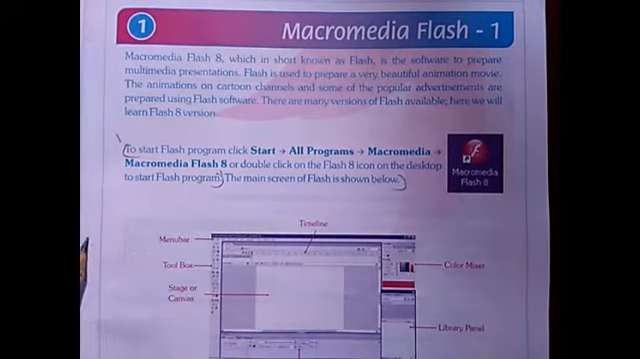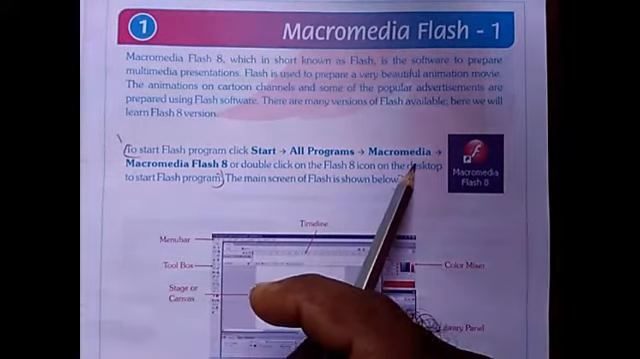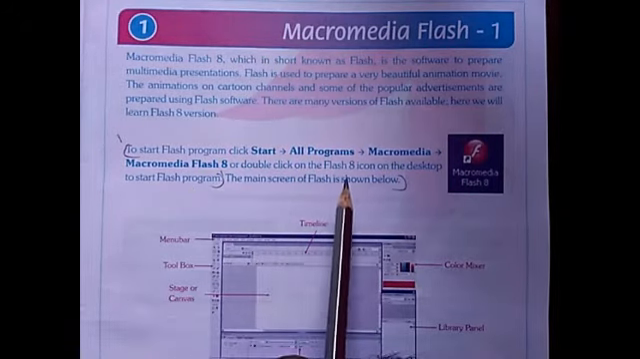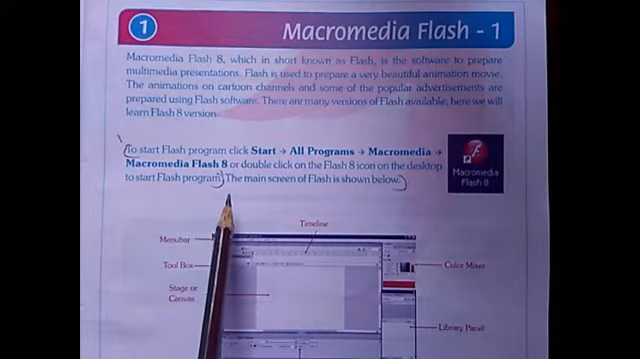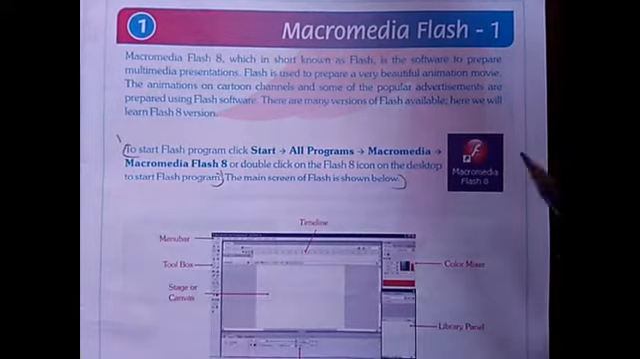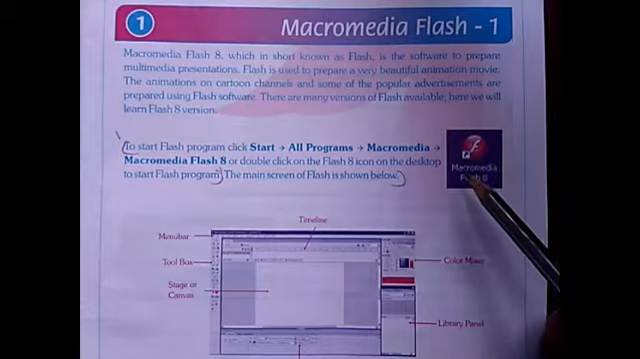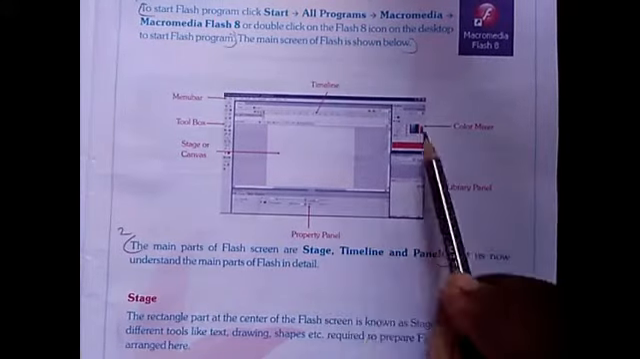How to start? To start the Flash program, click on Start, All Programs, Macromedia Flash 8, or double click on the Flash 8 icon on the desktop to start the program. The icon of this program will be like this. Clicking on this icon on the desktop, we can start this program. So this is the main page of the program.